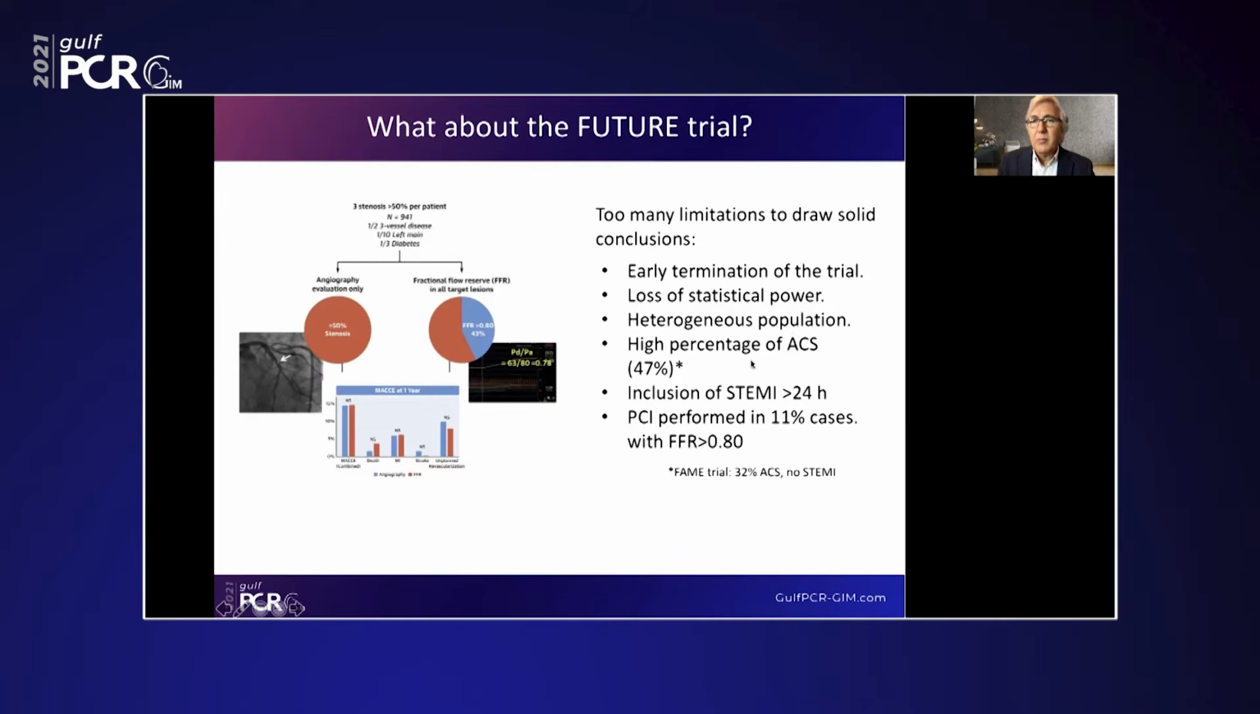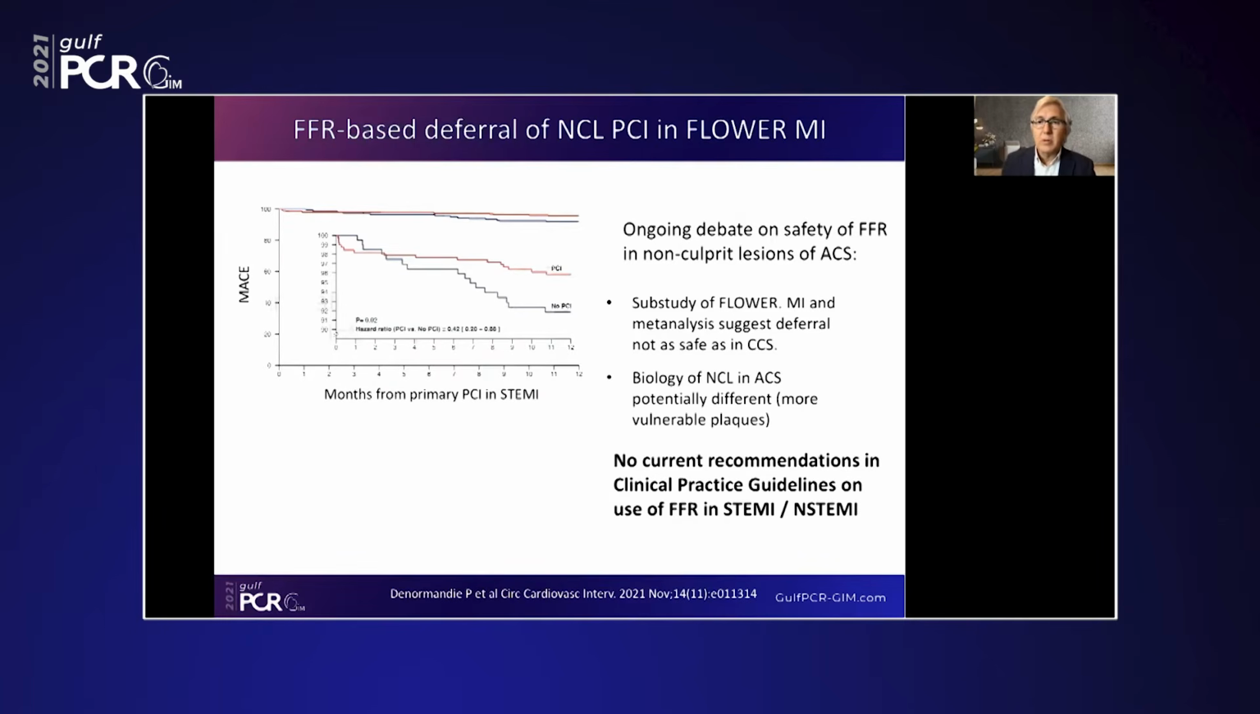It's a very heterogeneous population, patients with multivessel disease or multilesion disease assigned to angiography or PCI or FFR-guided revascularization, with a very high percentage of ACS, patients with very recent ST elevation myocardial infarction. On top of that, it is a study where the adherence to the results of FFR was very low. As a matter of fact, 11% of cases with FFR that was suggesting non-ischemic lesions were treated irrespective of that. So I will not stop much because I think that this study is not important.